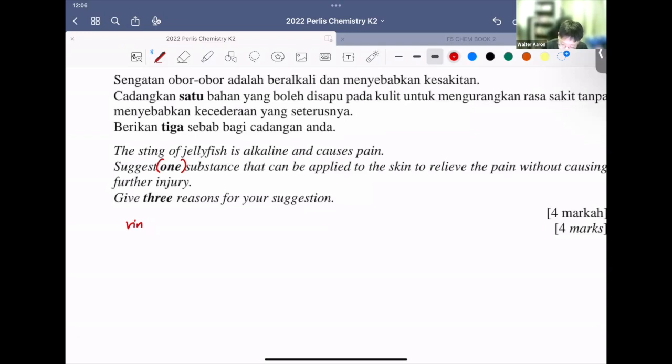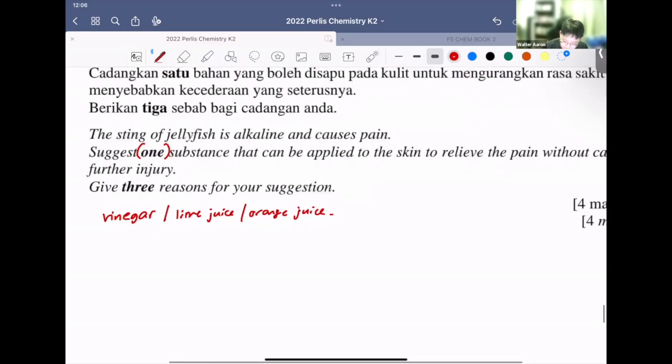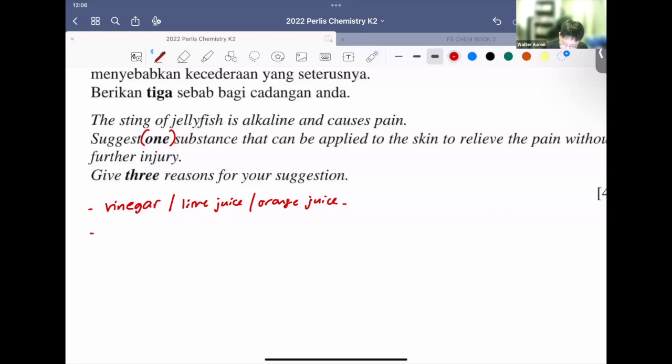But you can choose anything else that you like, for example orange juice or lime juice, anything that's acidic. Okay, so vinegar, lime juice, orange juice, lemon juice, anything. After that I will explain why. For example, if we choose vinegar, you can say that these are all weak acids.